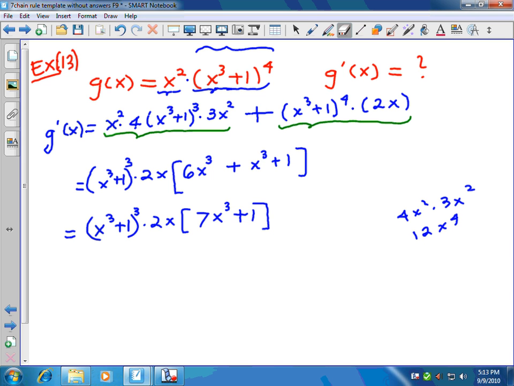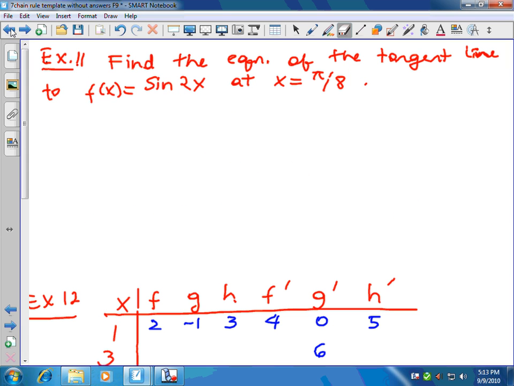All right, another example on the chain rule. Go back this time, if it lets me. Come on, let's see what is going on here. Okay, let's try example number 11.